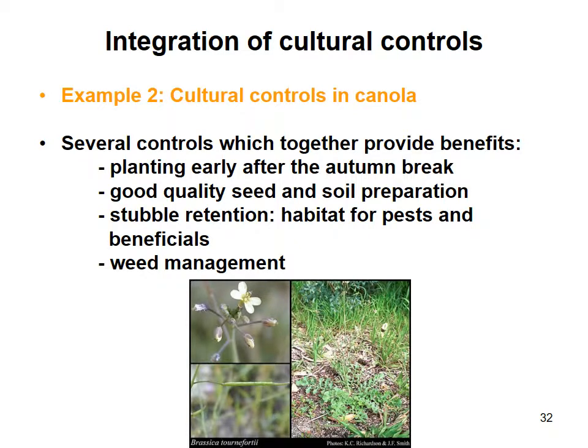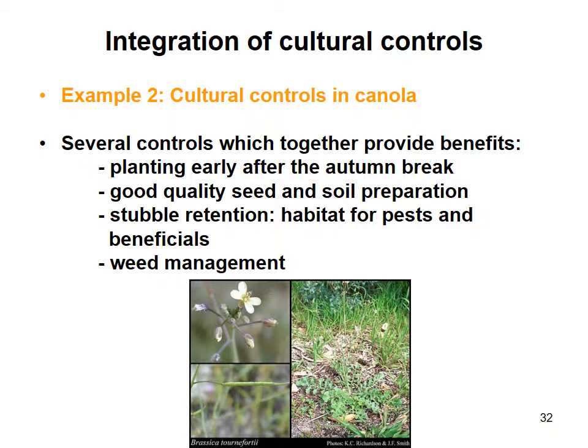Our next example involves cultural controls in canola, and there are several controls which together provide benefits. These controls are more about avoiding pest problems rather than killing the pest, and the first three are about getting the plants growing quickly so that they spend as little time as possible in the vulnerable cotyledon stage. So our first control, planting early after the autumn break. That is, planting before the temperature drops and slows the rate of growth.